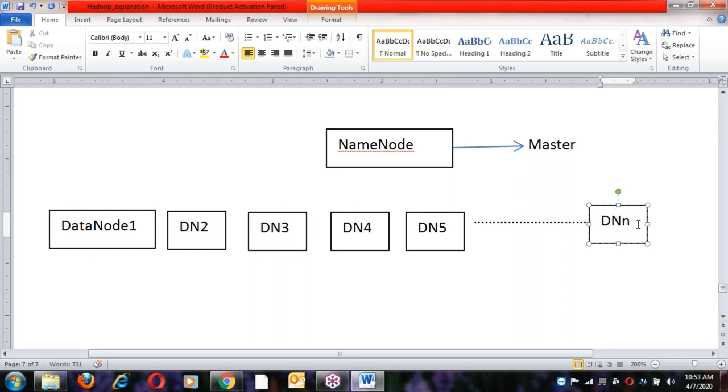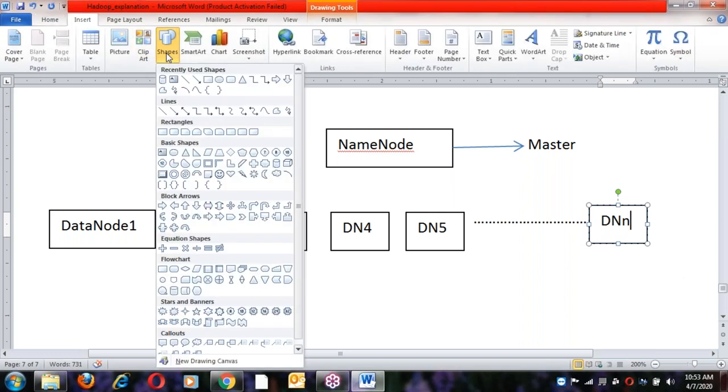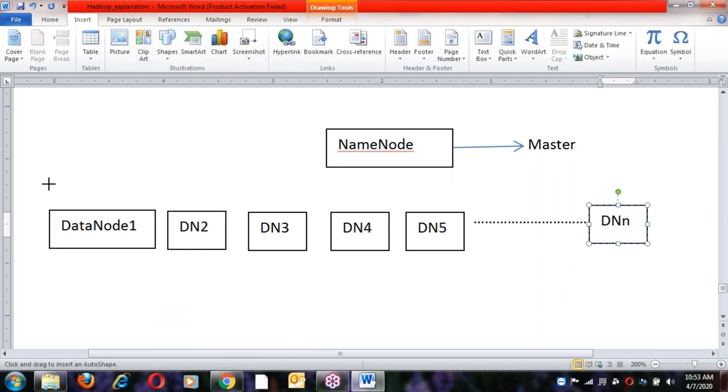All of these are called slave nodes. Yes, all these are slave nodes.